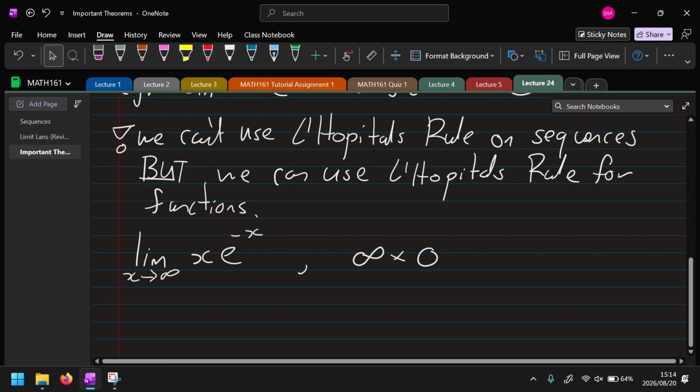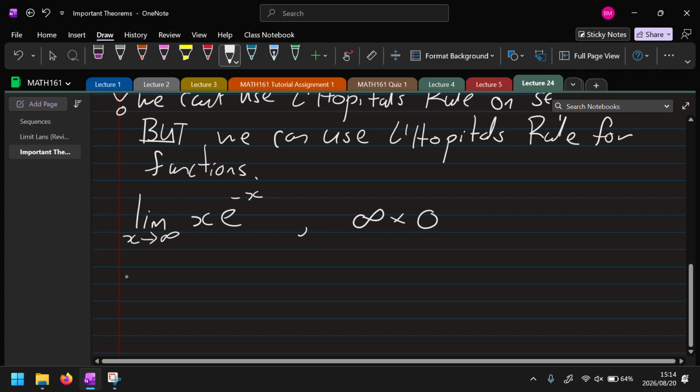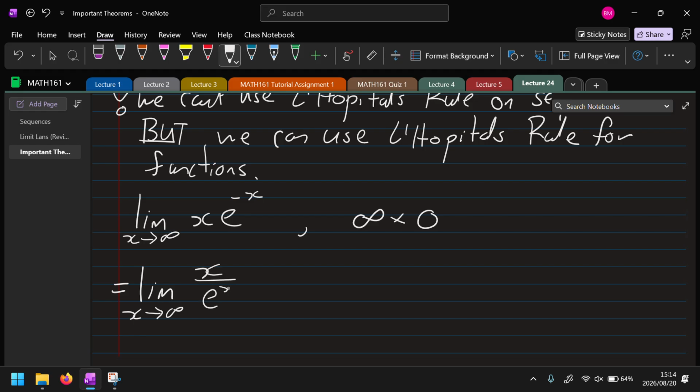Good. We need it in that fraction form, the infinity over infinity or 0 over 0. So it's that pre-step to L'Hopital's rule. So this will now be infinity over infinity, so we can use L'Hopital's rule. I shouldn't have to reteach that. You covered all of that last year.